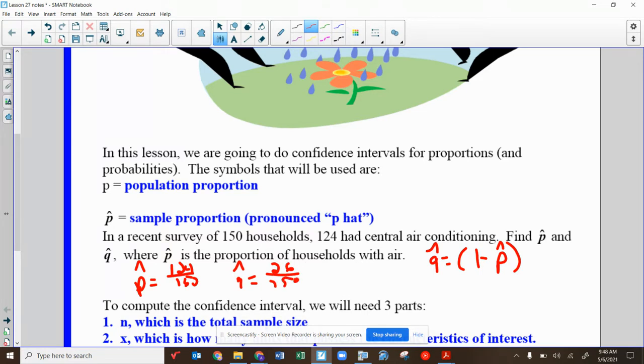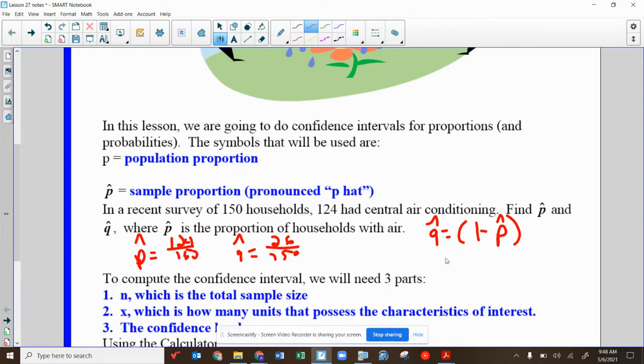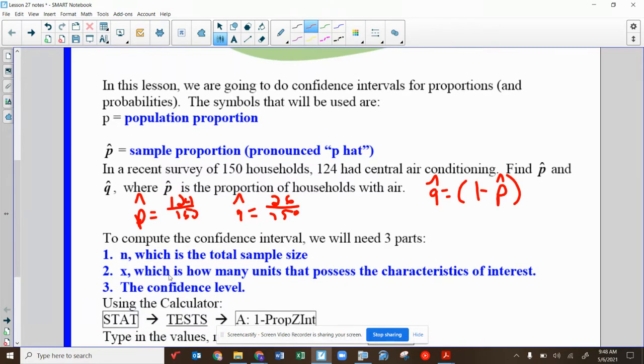All right, so when you go to use your calculator, there's going to be three pieces that you're going to need. N, which will be the total sample size, so in this previous example, the 150. X, which is how many possess the characteristic we're looking at, so in this case it was 124. And then you're going to be given a confidence level. So essentially what's going to happen is you're going to take this 124 out of 150, and add a particular margin of error and subtract that same margin of error from both sides. The calculator will compute that for you.